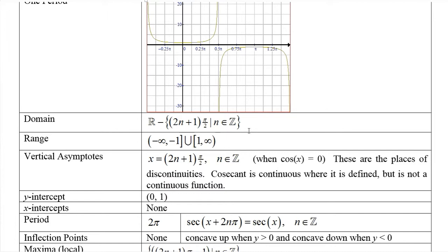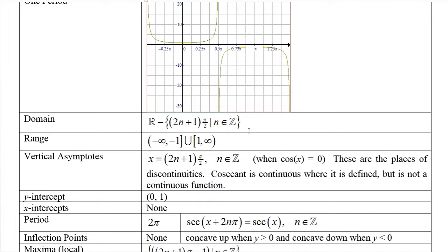That is, all real numbers except (2n plus 1) times pi over 2, where n is an integer. That funky looking Z there just means the set of integers. Remember, the integers are 0, plus or minus 1, plus or minus 2, plus or minus 3, plus or minus 4, etc.